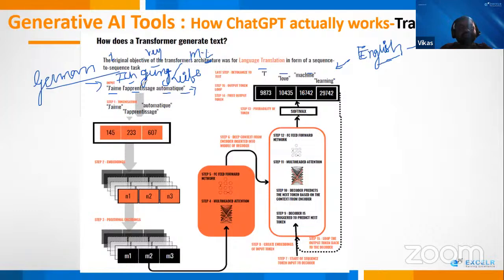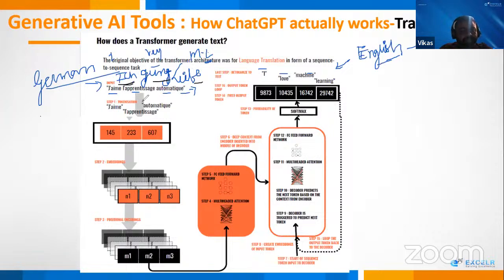Let's try to understand, guys, what will be step two now. Everyone has seen the process. Now we have to convert this entire sentence. Ma'am, thank you, appreciate it. Let's try to convert these words into English, and my result will be I love machine learning. Let's try to understand what will happen.